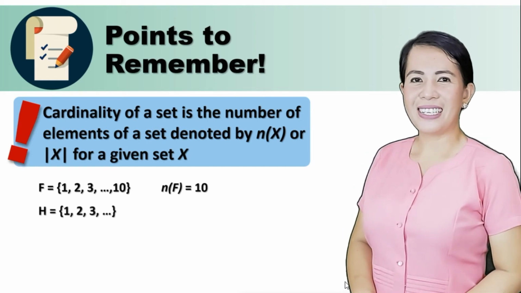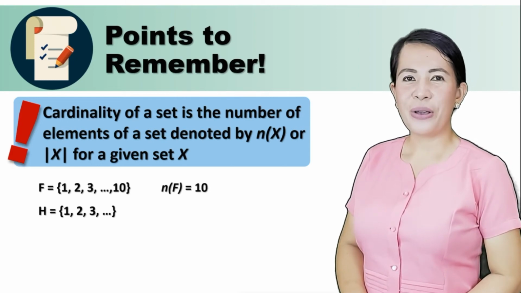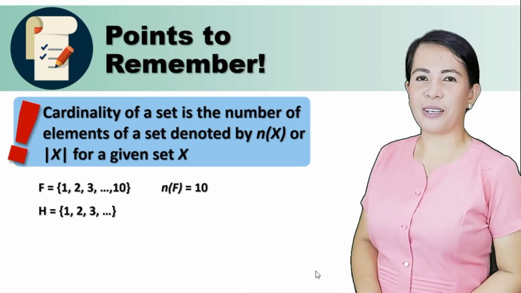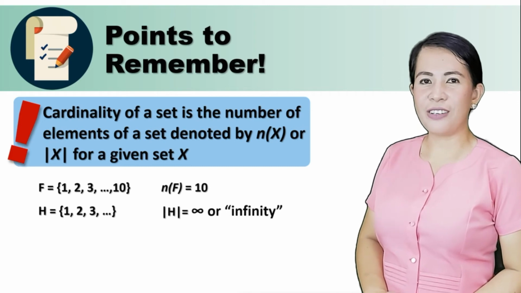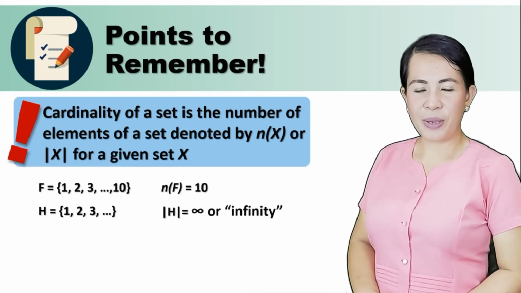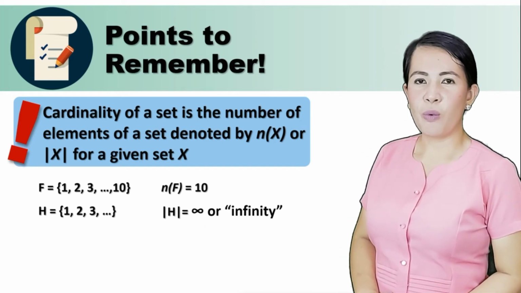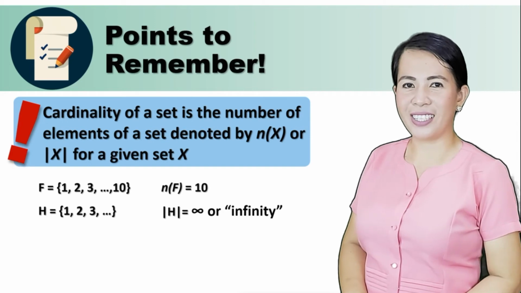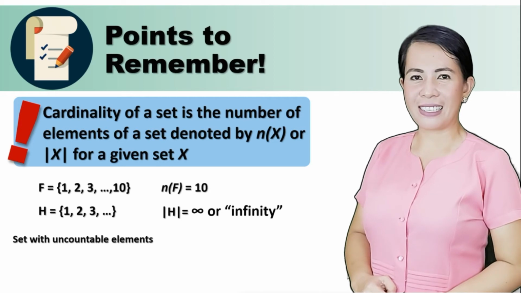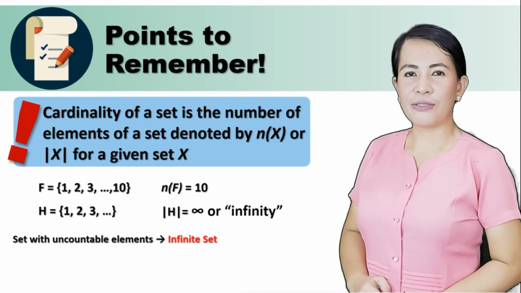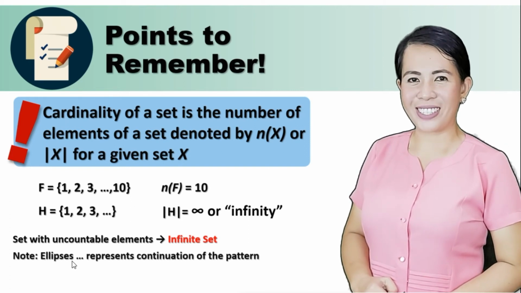Another example, set H that contains 1, 2, 3, and so on. What do you think is its cardinality? Very good. The cardinality of H is infinity. Infinity because there are so many uncountable numbers from 1, 2, 3 and so on. A set of uncountable elements is called an infinite set. Please take note of the use of ellipsis. Ellipsis represents continuation or pattern.